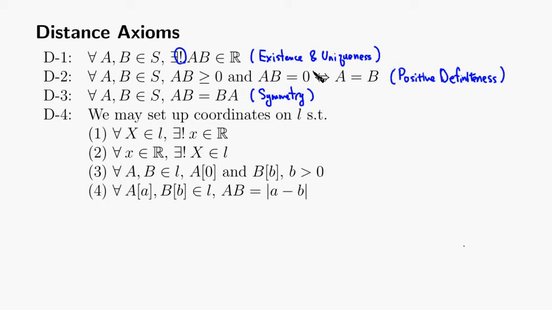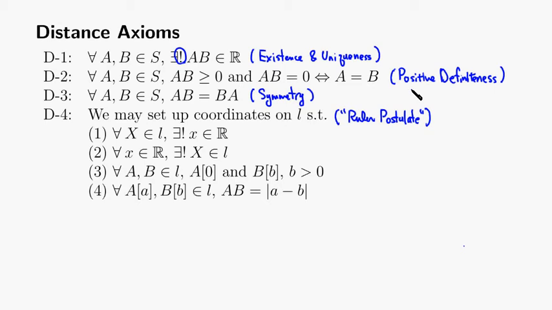So that we know somewhat what the distance should be, and that it has those characteristics. D4 is kind of interesting. This is sometimes called the ruler postulate or ruler axiom. Whenever you have a line, you can put tick marks so that we can pretend that it's going to be a real number line.